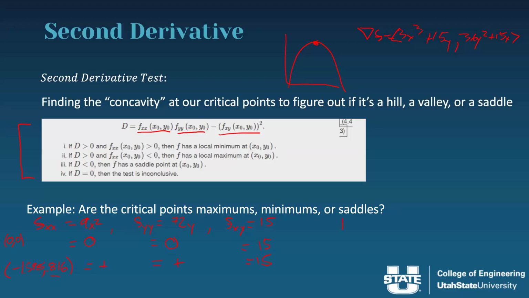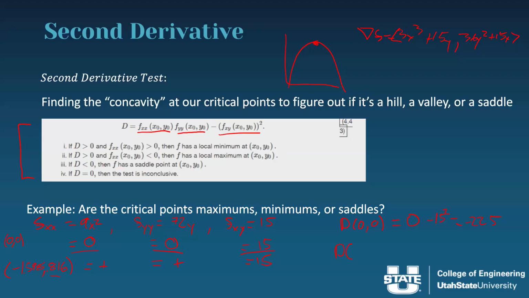So I'm going to move over here. D of 0, 0 is going to be this one times that one, which is 0, minus this one squared. So we get minus 15 squared, which is negative 225. So my D is negative, aka less than 0. So that means it's a saddle, right? So now we know 0, 0 is a saddle.